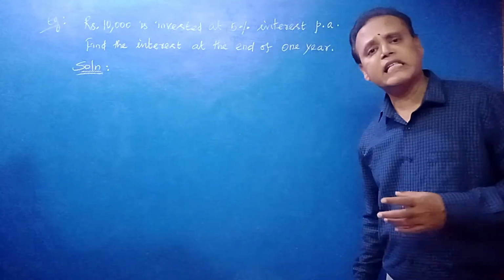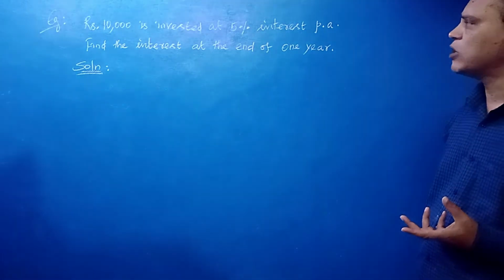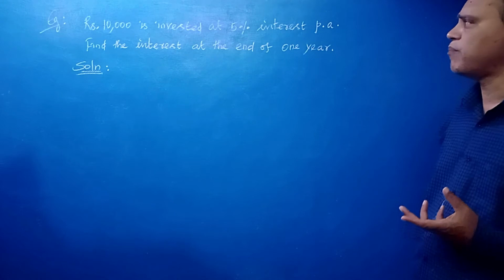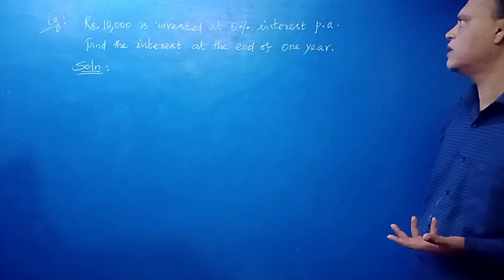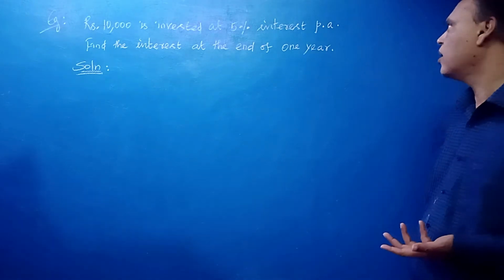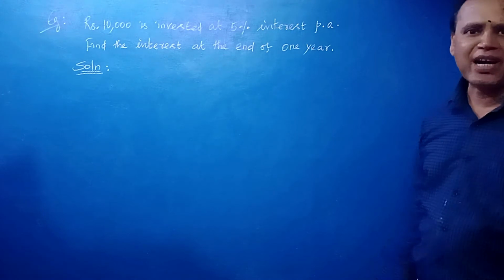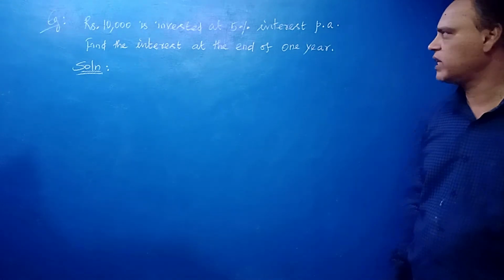Now we will see one example problem, how to find the simple interest. You see, rupees 10,000 is invested. Invested means borrowed, that is the principal. At 5% interest means the rate of interest, per annum. PA means per annum, which means 1 year, 12 months.